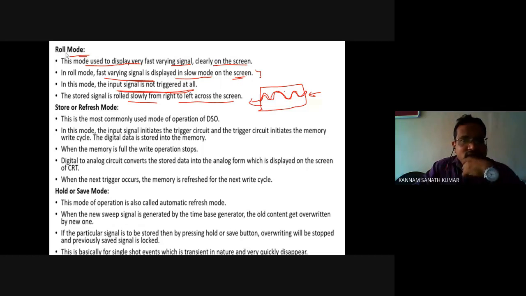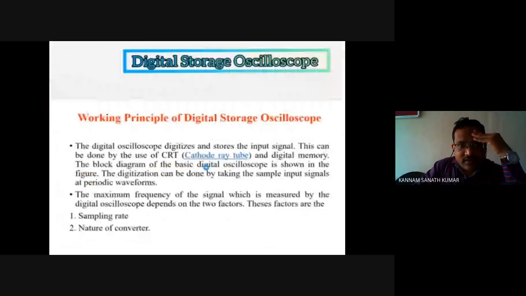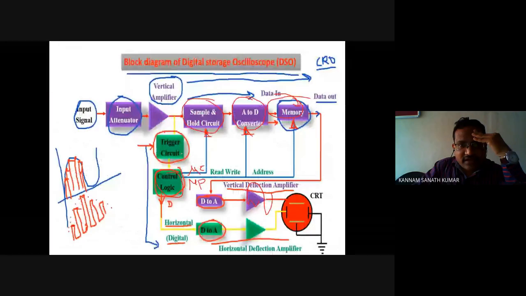And the store and refresh mode. This is one of the important modes present in a digital storage oscilloscope, and it is the most commonly used mode. In this mode, the input signal initiates the trigger circuit, and the trigger circuit initiates the memory write cycle, and digital data is stored in the memory. If you see the block diagram, you have the trigger circuit. So in this mode it will initiate the trigger circuit. When it initiates the trigger circuit, what happens?